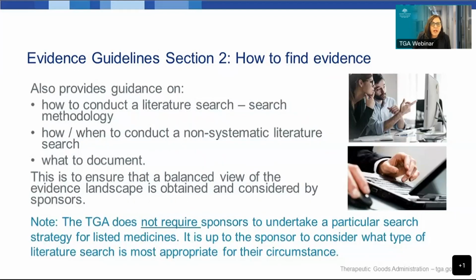Section 2 provides guidance on how to conduct a literature search using search methodology, and when to conduct a non-systematic literature search and what to document. This is to ensure that a balanced view of the evidence landscape is obtained and considered by sponsors. It's important to note that the TGA does not require sponsors to undertake a particular search strategy for listed medicines. It is up to the sponsor to consider what type of literature search is most appropriate for their circumstance.